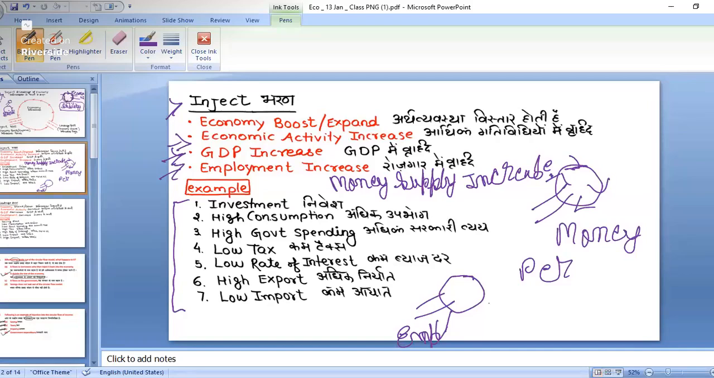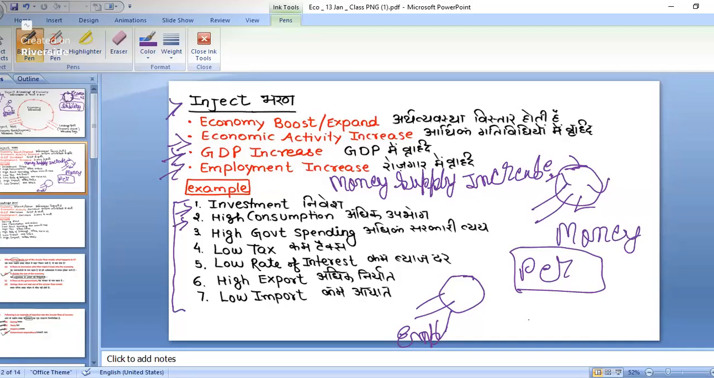When employment activity increases, there will be more production of goods. The GDP and per capita income will also increase. All these are examples of injecting: we have investment, and we have high consumption. If we consume more, there will also be demand for production.